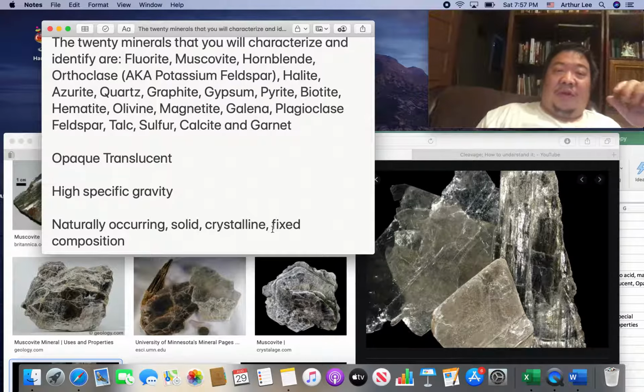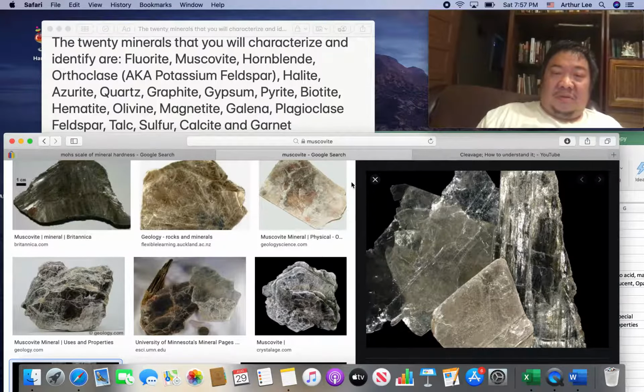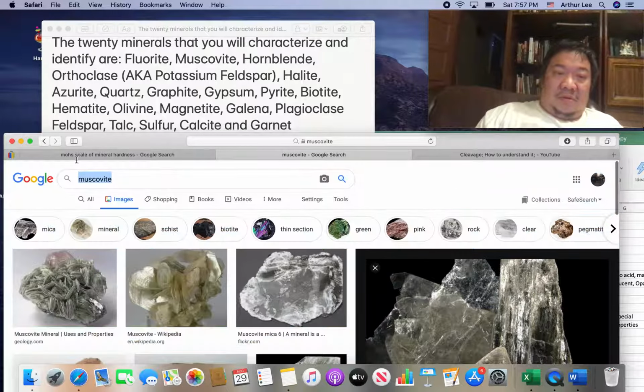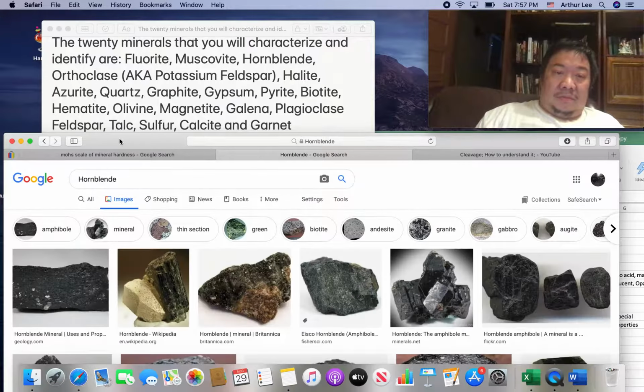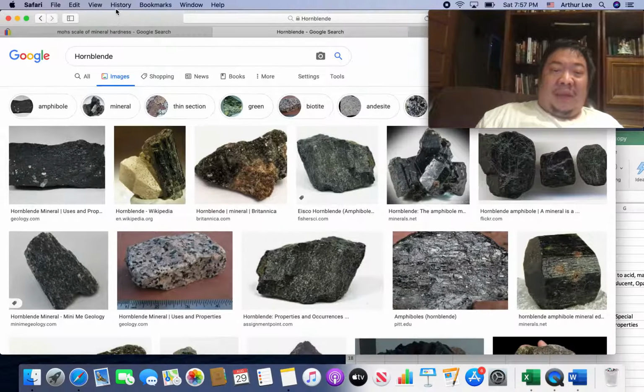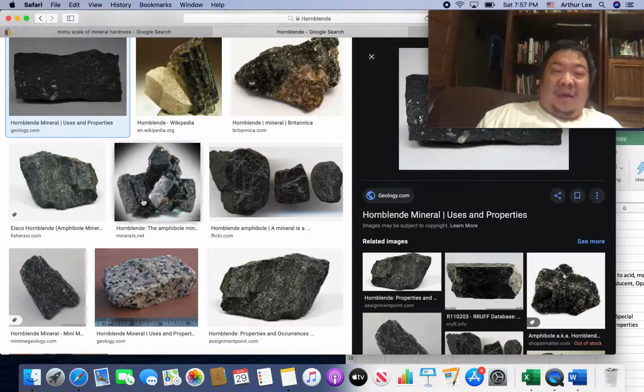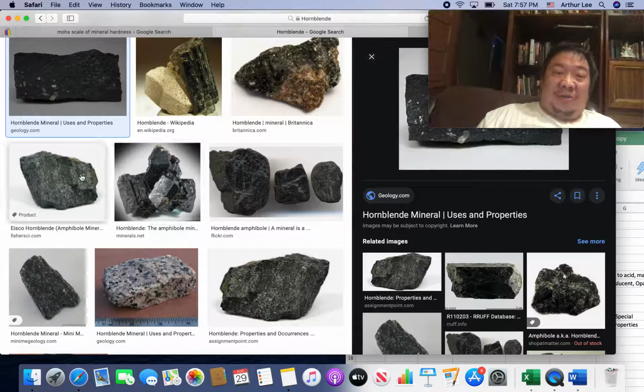Next mineral we're going to look at is hornblende. Hornblende is black to blackish green in color. Hornblende will scratch glass. Hornblende is opaque.